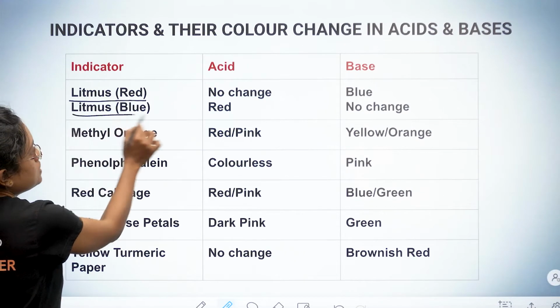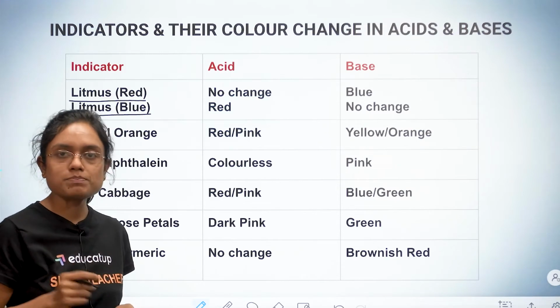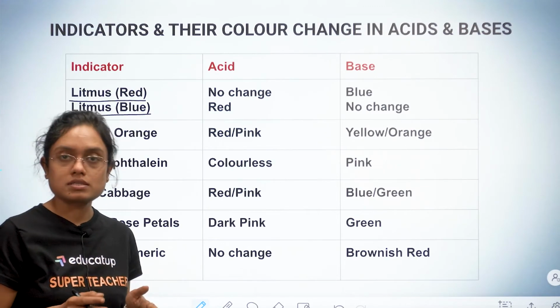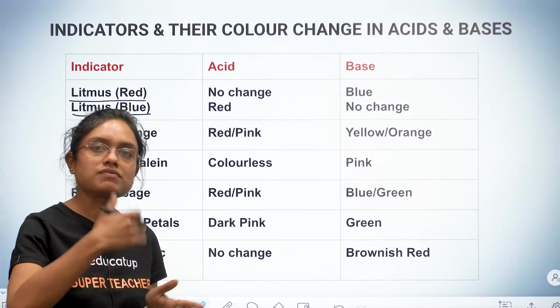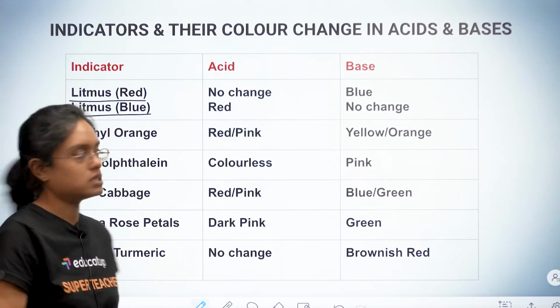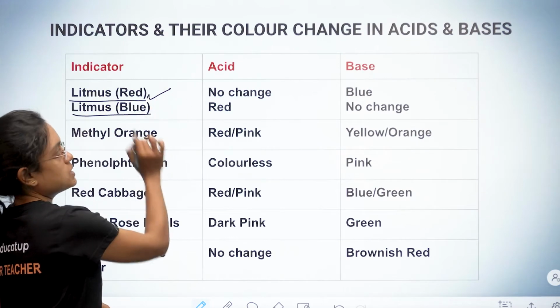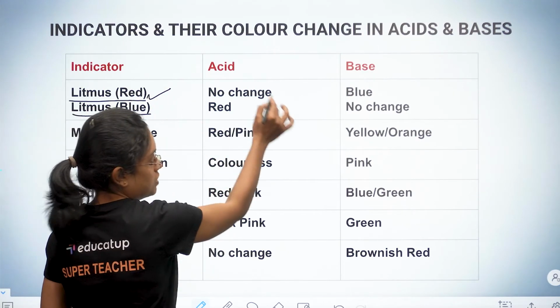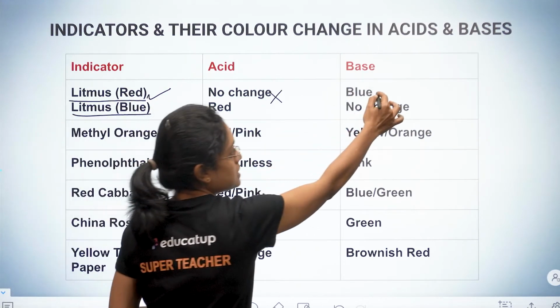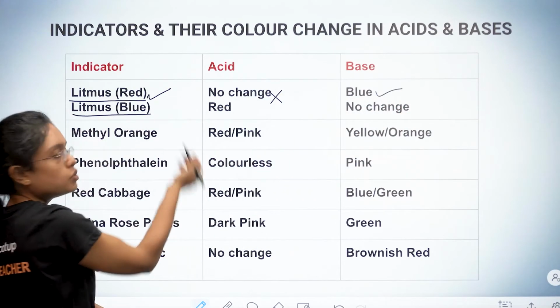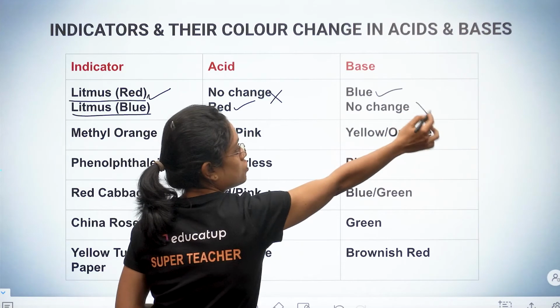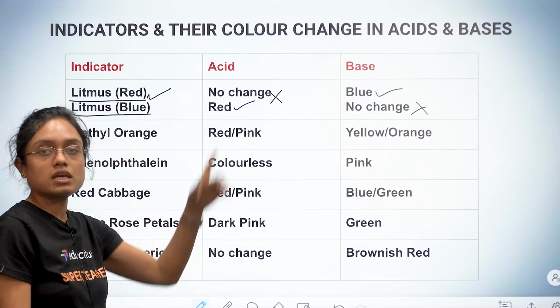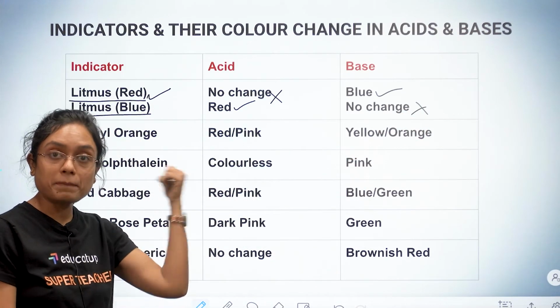Now, for example, litmus red and litmus blue. What does it mean? Litmus paper is available in two colors, red litmus paper and blue litmus paper. Both of them give a different reaction with acid and base. Suppose if you have red litmus paper, if it's an acid, there will be no change in the color. If it's a base, it will turn blue. If it's a blue litmus paper, in case of acid, it will become red, and the base, no change. This no change or red color is the change in the color of the paper.